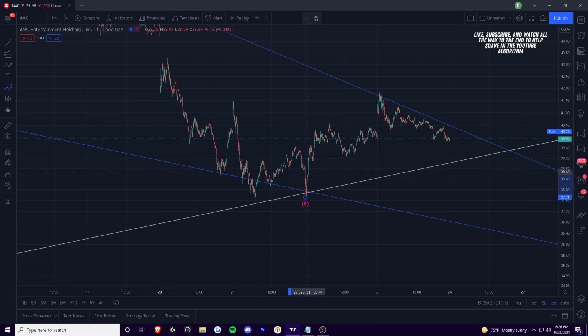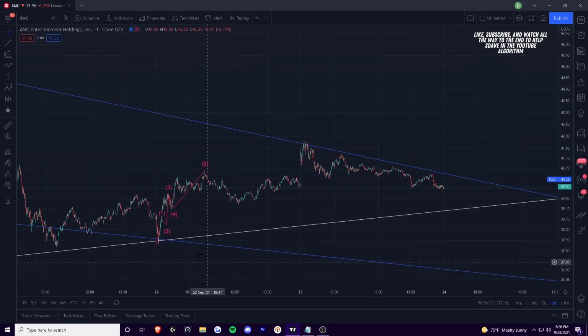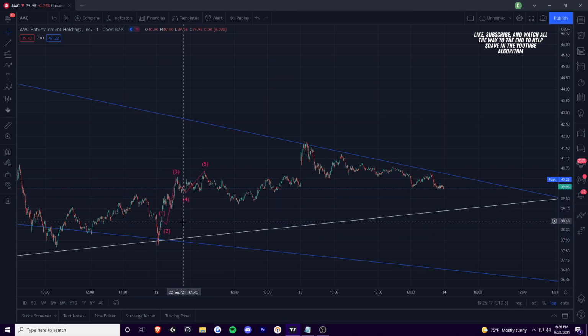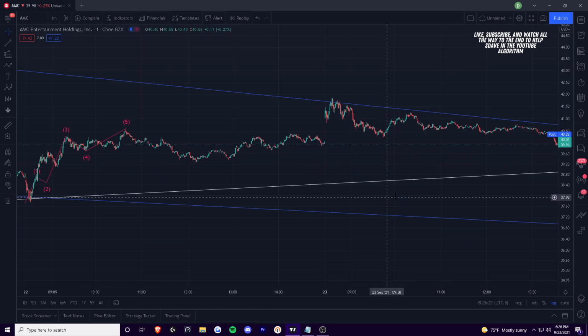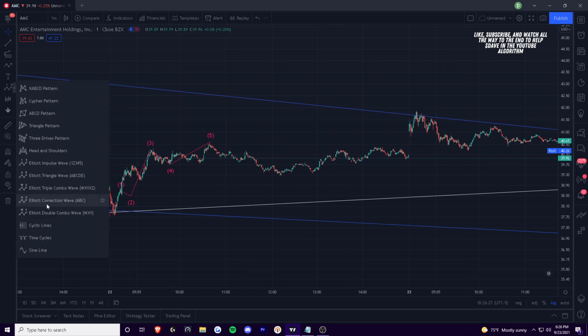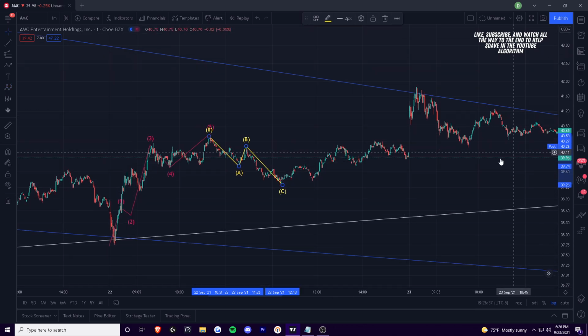You have a 1, 2, 3, 4, 5. Or you could say this is the 5 maybe. I mean, it's not. So maybe this is then the 3, and this is the 4. That makes a little bit more sense, because the 1 and the 5 are typically around the same height. Like they're the same length normally. And then you have your A, B, C. Yeah, you could draw it either way. C corrective wave.